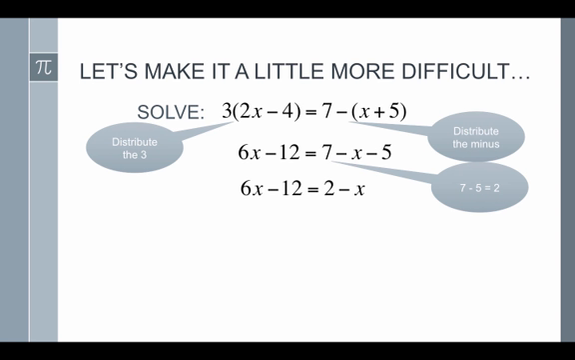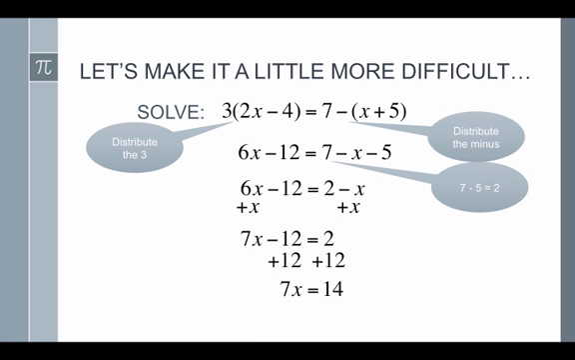All right, so again, going back to our recipe, I want to get all my x's on one side and all my numbers on the other side. The first thing I'm going to do is add x to both sides. Okay, and so I have 6x plus an x gives me 7x, and I keep my minus 12 and I keep my equals 2. All right, lastly, I want to move the minus 12. So that means I need to add 12 to both sides. That's going to give me 7x equals 14.